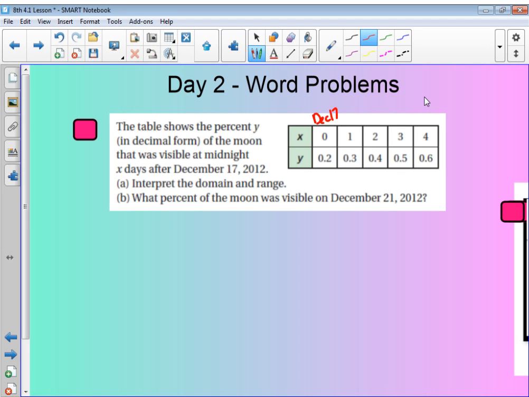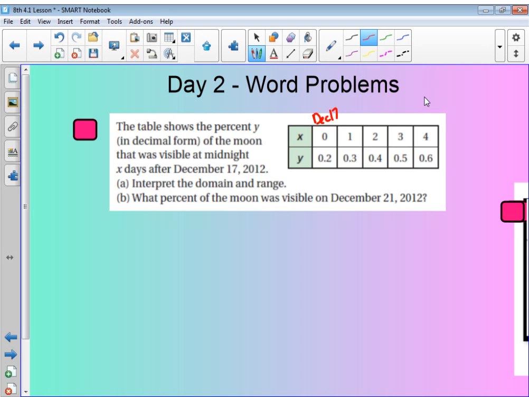So when it says interpret, it doesn't mean tell me the numbers. It means what do those numbers represent? So what does 0, 1, 2, 3, 4 represent? What are the X's representing? And then what are those Y's? What's the 0.2, 0.3, 0.4, 0.5, 0.6? What are those representing? Okay.